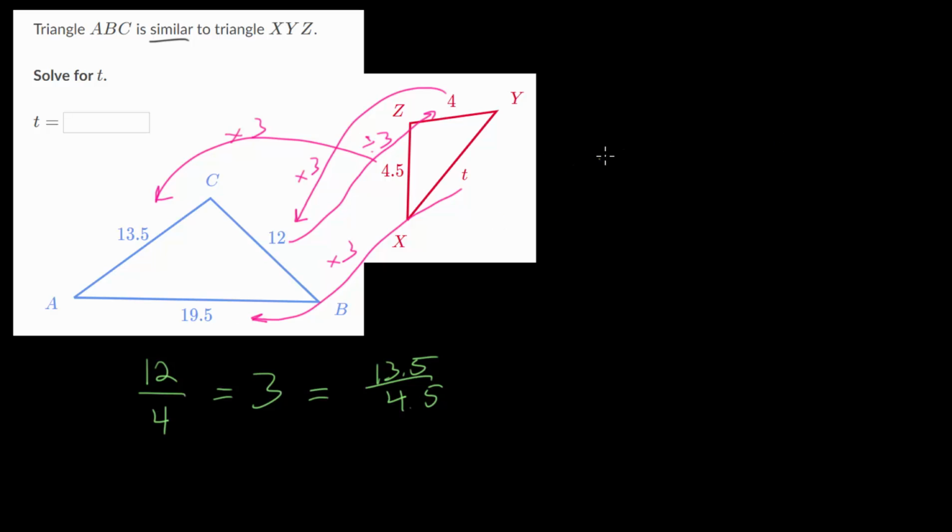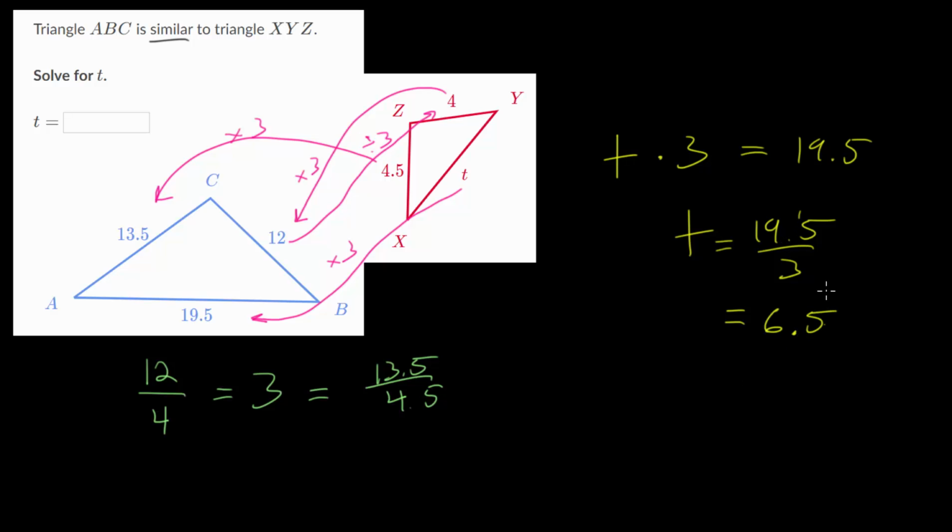But let's set this up as an equation. We are taking t, this missing side length, and multiplying it by the proportionality constant, which we figured out was 3. And that will give us the big side here, which is 19.5. And if we divide both sides by 3, we can use a calculator for this, or 3 goes into 19 6 whole times. There's 1 left over, so we'd have 3 going into 15, which would be 5, and you would carry the decimal down. So t is 6.5, and again, you can check this with your calculator.